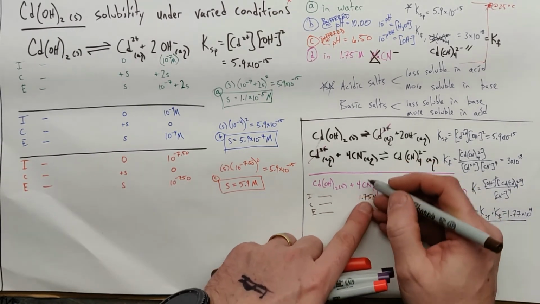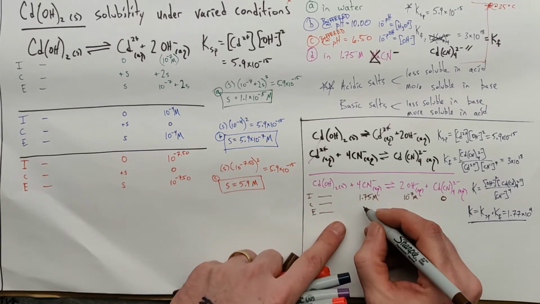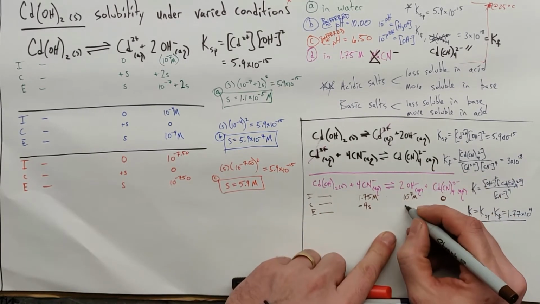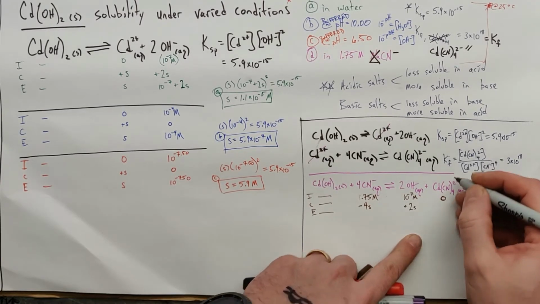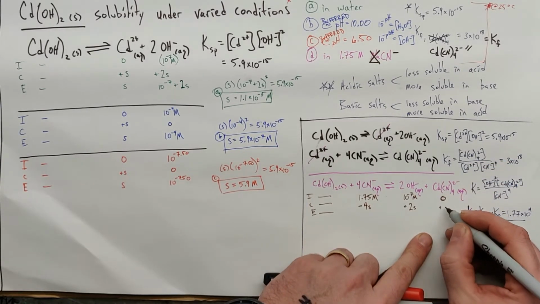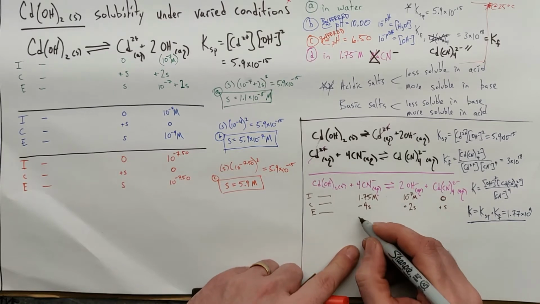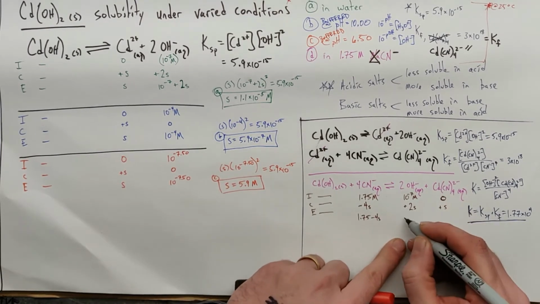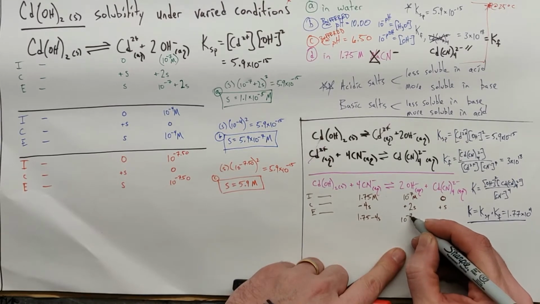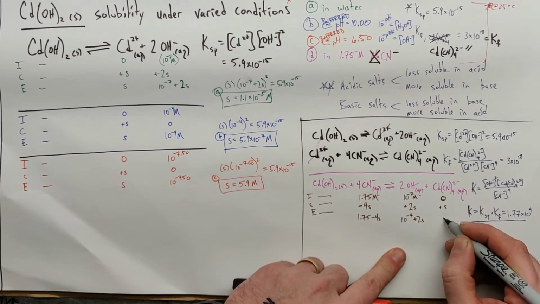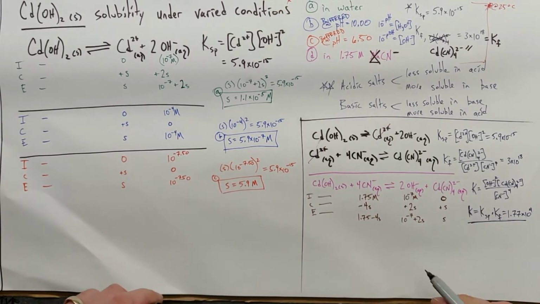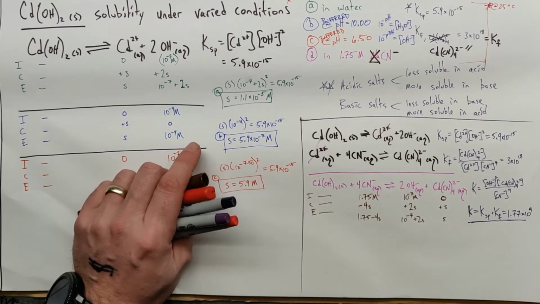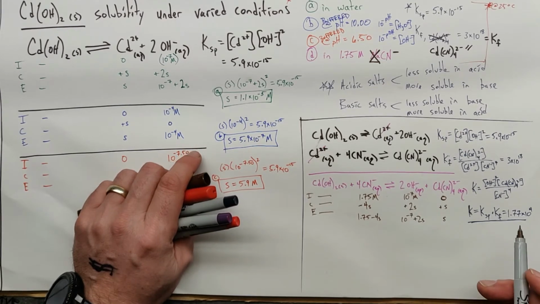All right, moving down then, our change: this is going to have to go down by 4 times our solubility. This will go up by 2 times our solubility, and this is going to just go up by whatever our solubility is. That gives us 1.75 minus 4s, 10 to the minus 7th plus 2s, and s. And again, there's mathematical shortcuts you can do, assuming values are small or whatever, but it takes very little time to just plug that into the calculator.